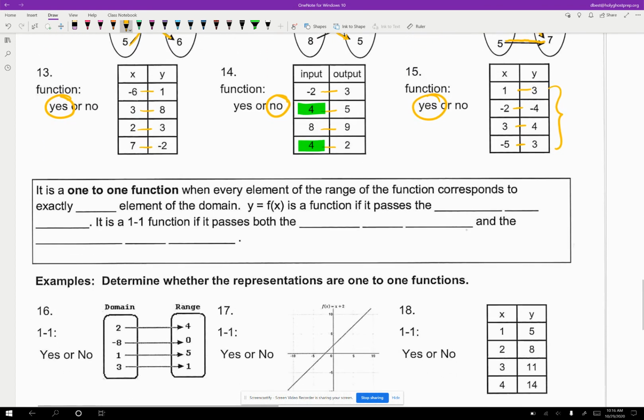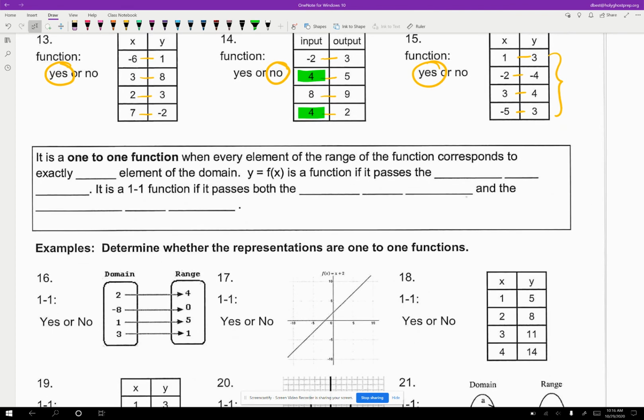More specifically, though, getting a little more detailed, we have what's called a one-to-one function, where every element of the range, remember our y's, of the function corresponds to exactly one element of the domain, okay? So if we have this equation, y equals f of x, and we'll talk about function notation in a class or two, if it passes the vertical line test, we can say it's a function.